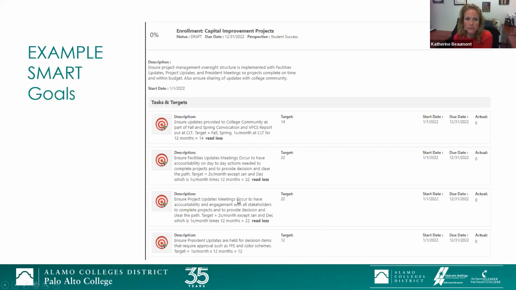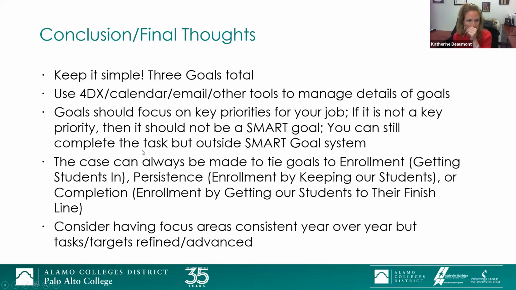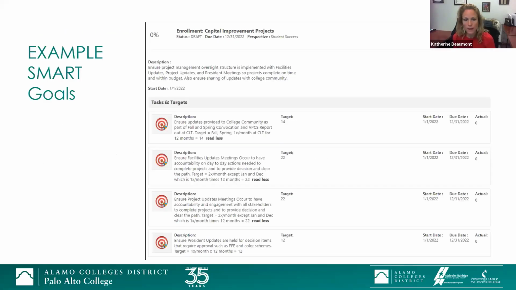And you'll see how I said, define the targets. And so I define the targets two times a month, except January and December, which is only going to be one time, times 12 months, 22 is my target. So every time I complete a meeting, complete a task, I go in there and I update the actuals off to the right-hand side here, like Heather showed with the progress. Okay, so that's an example.